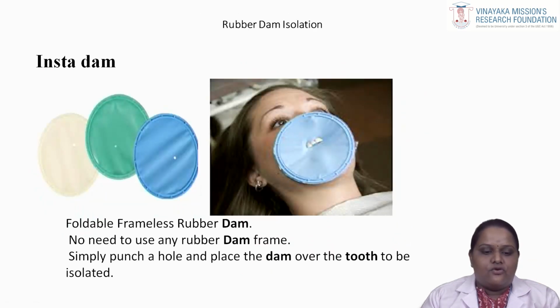Instadam, it is a foldable frameless rubber dam. No need to use any rubber dam frame. Simply punch a hole and place the dam over the tooth to be isolated. This is mainly used in case of anterior restoration techniques.